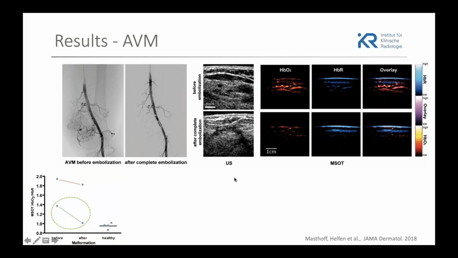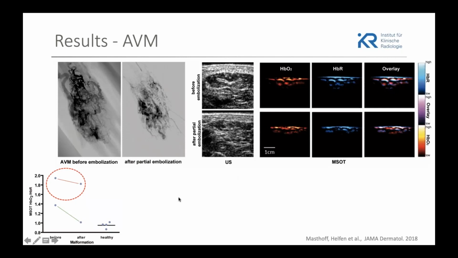Usually you have to wait quite a while, a couple of weeks, to see a therapy effect in MRI, because you have to wait until the scarring is there to see what you have done with your intervention. So to see this effect right here that early was quite impressive for us.